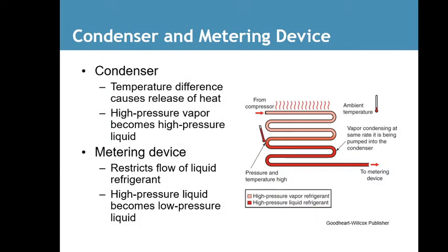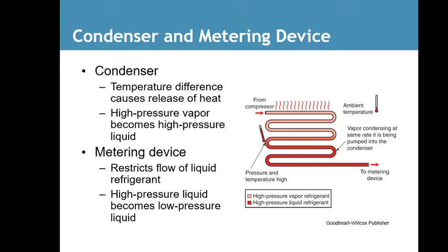The condenser and metering device. The condenser, the temperature difference causes the release of the heat. As the fan blows across it, it takes that heat and disperses it out of the unit. The high pressure vapor becomes high pressure liquid.